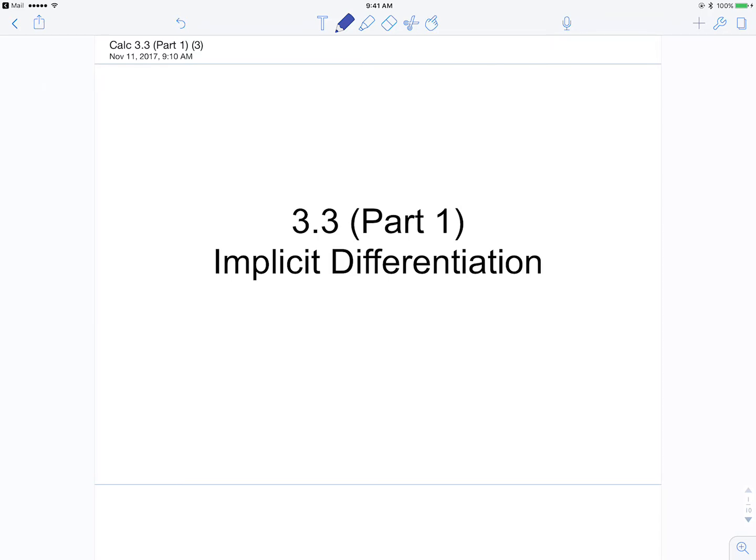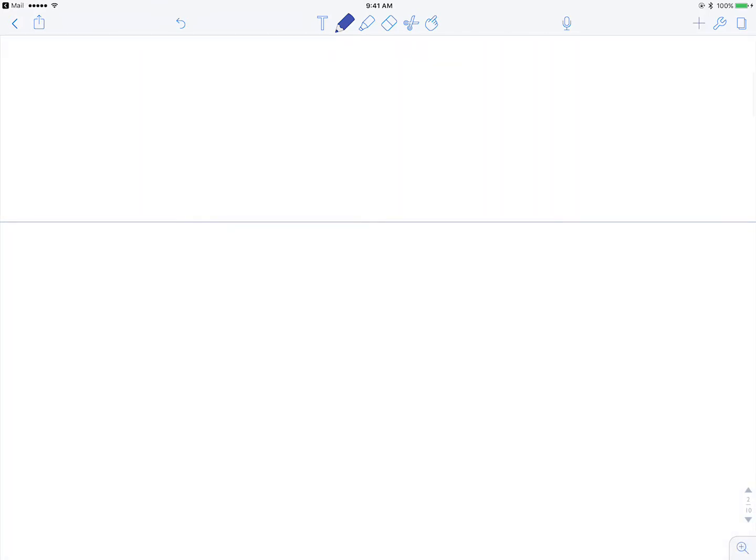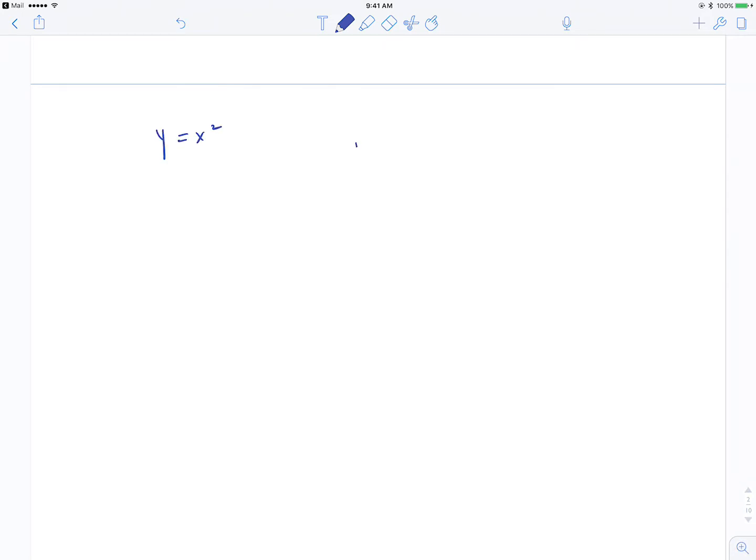So before we really start talking about what implicit differentiation is, I would like to remind you of our review of functions from the beginning of the year. And I gave you guys these two equations at the beginning of the year. So y equals x squared versus y squared equals x. And we talked about how not all equations necessarily represent functions.